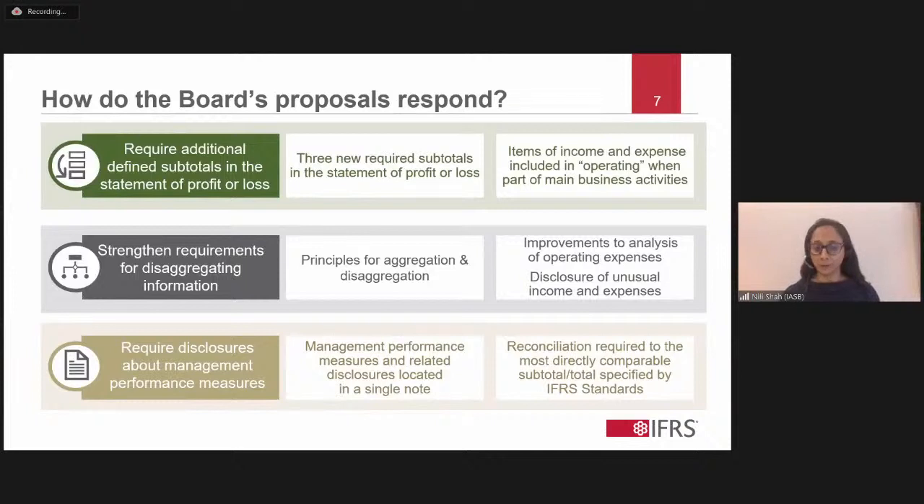And then the final row on this slide relates to something that we call in the exposure draft management performance measures.